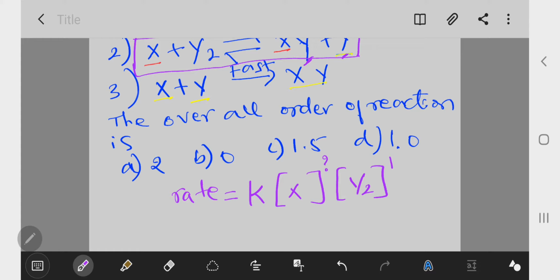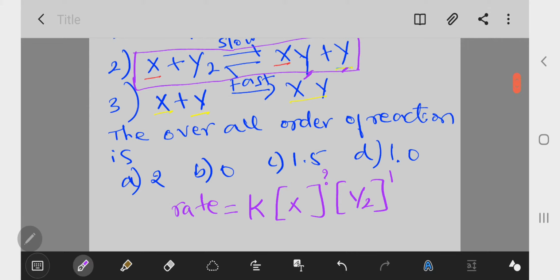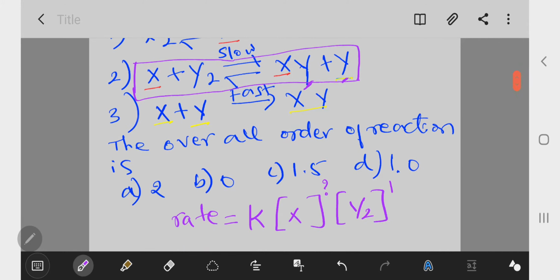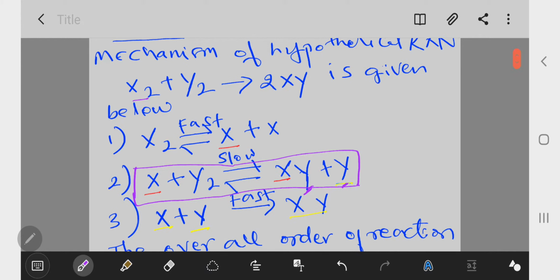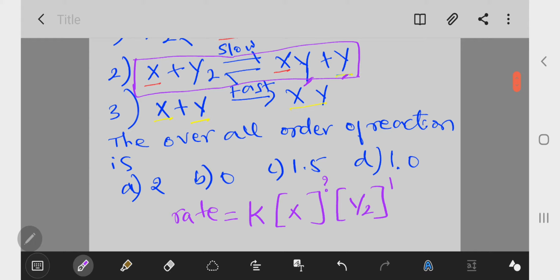Now we have written the rate equation like this. We have to find the concentration power of X, and the concentration power of Y2 is 1. For finding the value of X, we are supposed to consider that equation where X appears. X is formed from the dissociation of X2, by the incomplete dissociation of this X2.